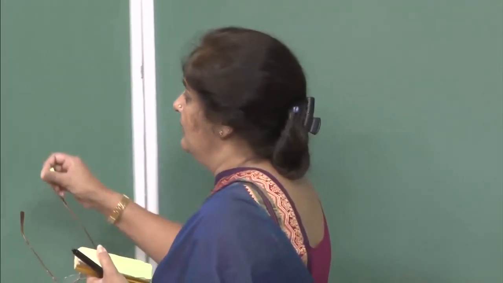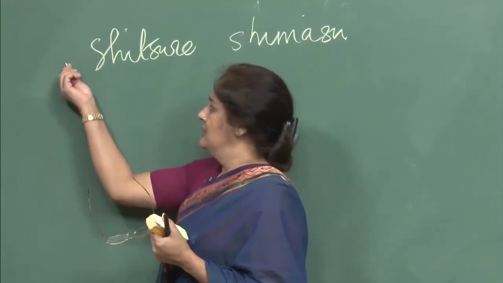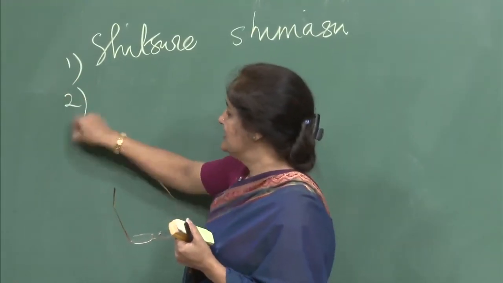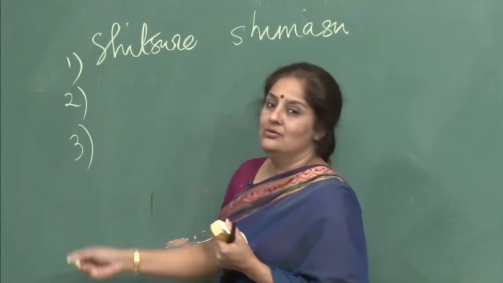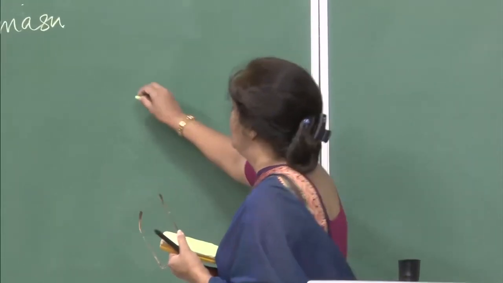Another place where you generally would use shitsure shimasu is when you enter a Japanese house. Generally, when you enter someone's house, you apologize before entering and you say shitsure shimasu, I'm sorry, I'm intruding like this, I'm taking your time. And when you leave, then you would say shitsure shimashita.